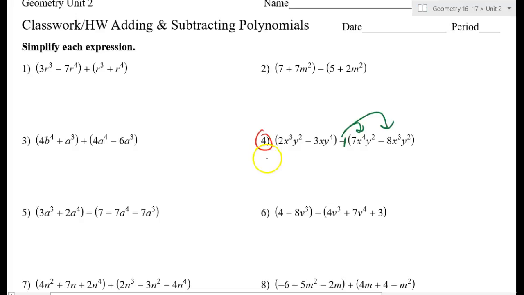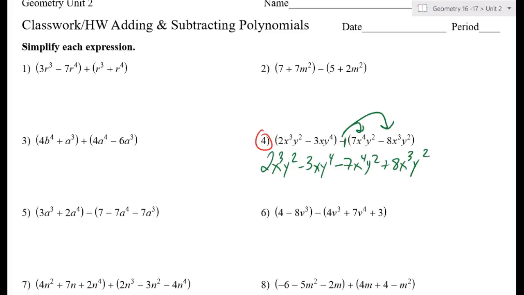Nothing happens with the first term, so 2x cubed y squared minus 3x y to the fourth, that doesn't change. And now if I do -1 times 7x to the fourth y to the second, I get -7x to the fourth y to the second. And if I take -1 times the -8x cubed y squared, the negative times the negative makes it a positive. Really what happens here is when I'm multiplying the -1, just the signs, the positive negative signs of the polynomial in the parentheses just change.